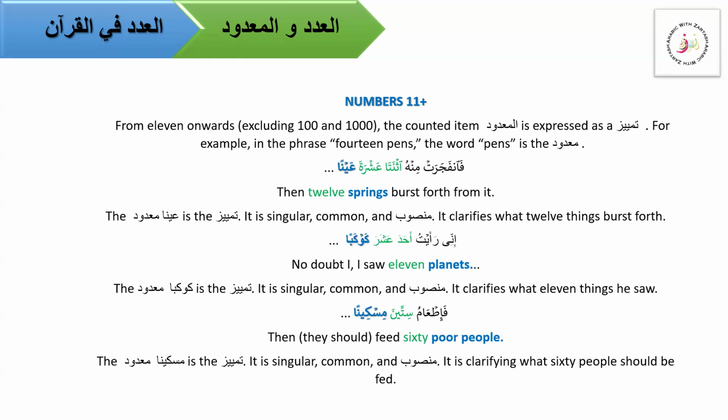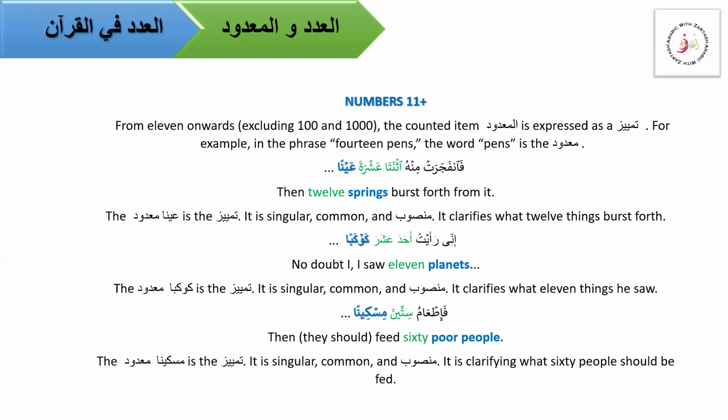We already read for these examples for 11 plus numbers that in the last few sessions we were learning about the other than the madud. And here we learned that from 11 onwards, excluding 100 and 1000, the counted item, the madud, is expressed as tamyiz. And these were the examples for tamyiz when we were doing the topic of tamyiz. For example, in the phrase 14 pens, the word pens is the madud. So here, let's see the examples. Let's just have a recap of these examples.